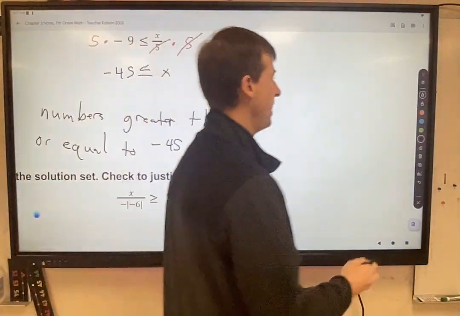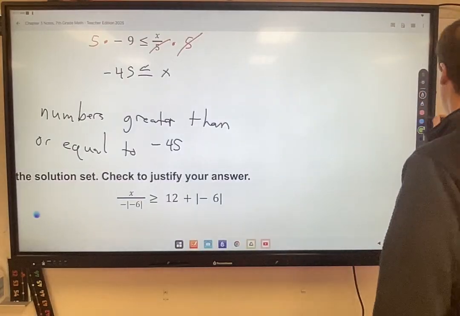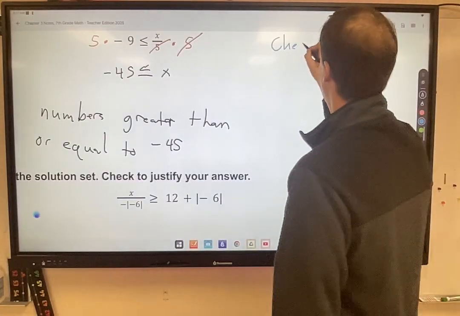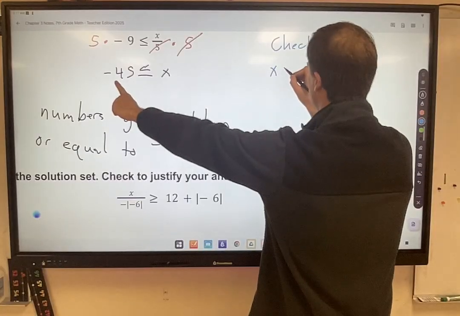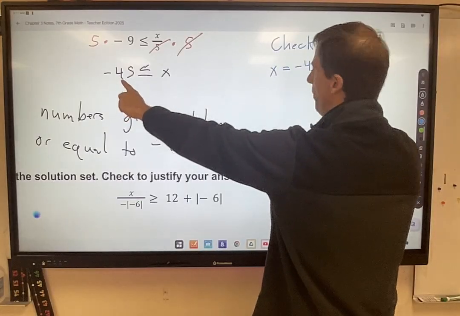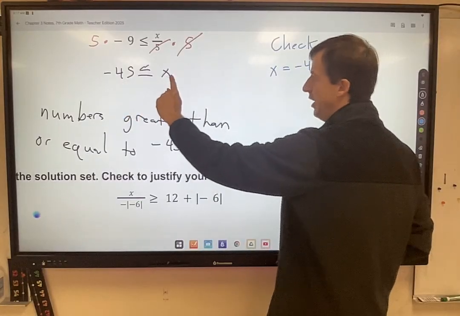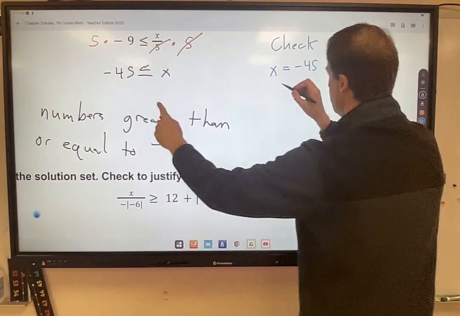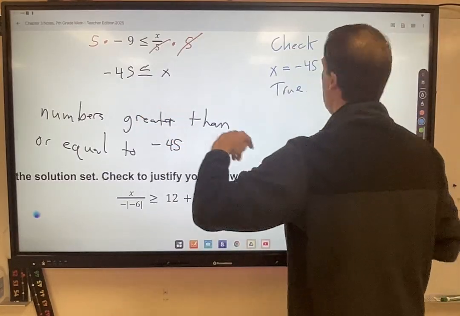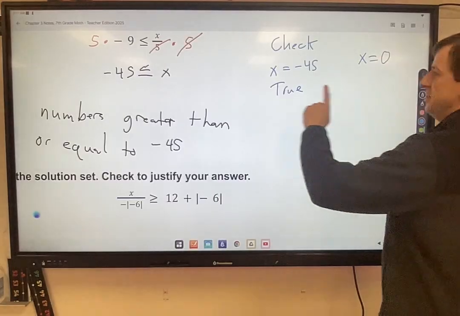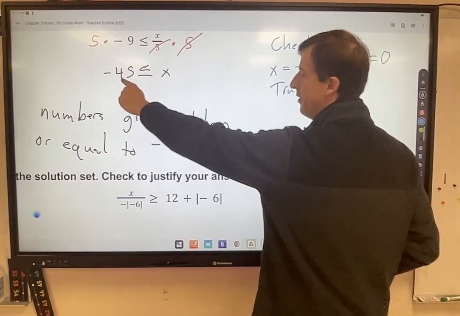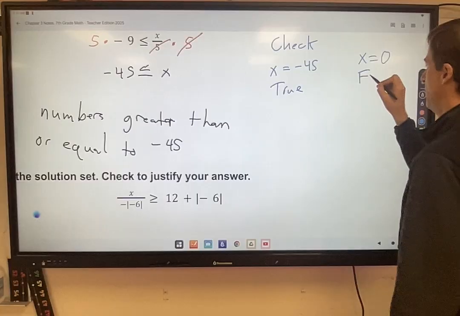All right, now I'm going to check my answer just to make sure it works out. Let's see. To check it, I've got negative 45 here, so I'm going to try x is equal to negative 45, which if I put negative 45 in here, negative 45 is equal to negative 45, so that would make this a true statement. And then I'm just going to choose 0 again. Let's plug 0 in and see what happens. 0 is greater than or equal to negative 45. That is false. That is not true.